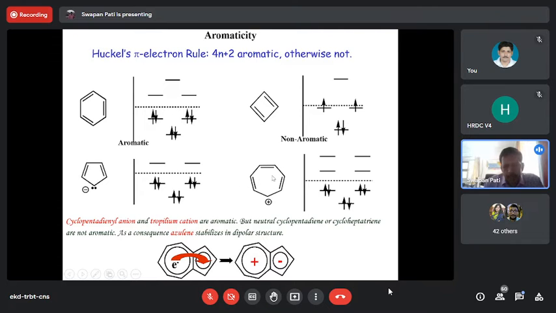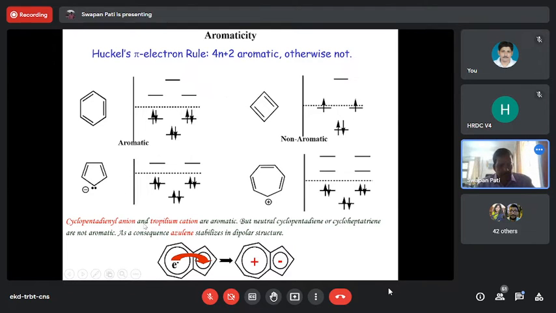So this is also aromatic. However, if you have an 8-membered ring, or the cyclopentadienyl cation. For example, here it is 7 and 5. It becomes plus and minus, and both become aromatic. Plus, this is also 6 electrons and can be aromatic. However, cyclobutadiene has these 4 electrons. 2 are in the middle, singly occupied orbitals, and they are anti-aromatic. All right.